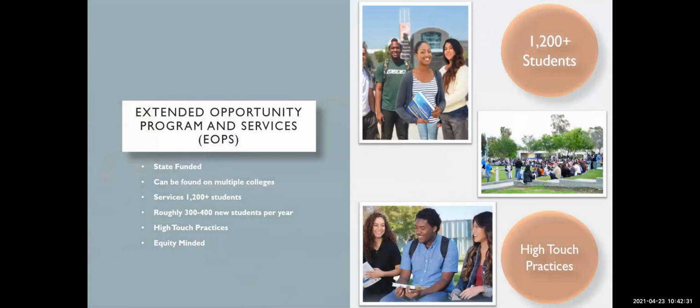Just to get started, EOPS is a state-funded program. That means every California community college has an EOPS department to help students. Our program is designed to provide support to students that are facing academic and educational barriers. There's not an income requirement to join, but there kind of is. In order to join our program, a student does need to qualify for Promise Grant A or B. Natalie was talking about that earlier.